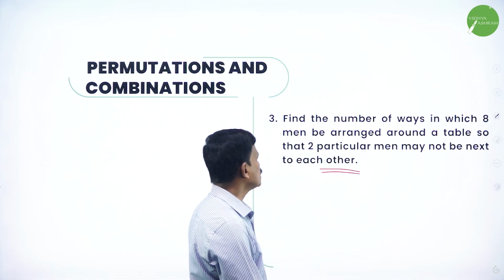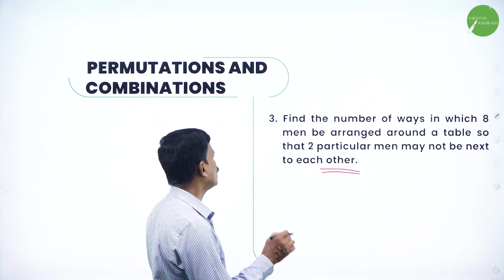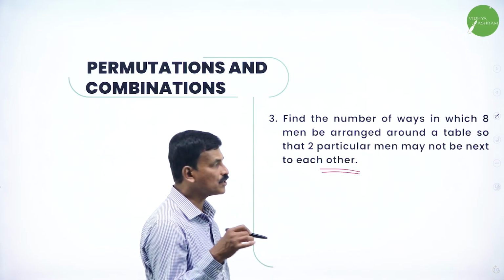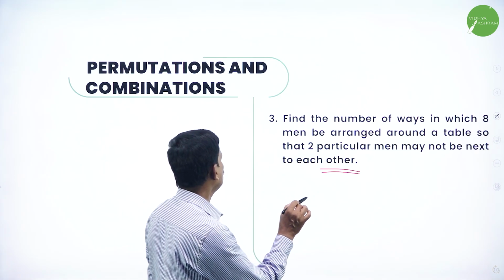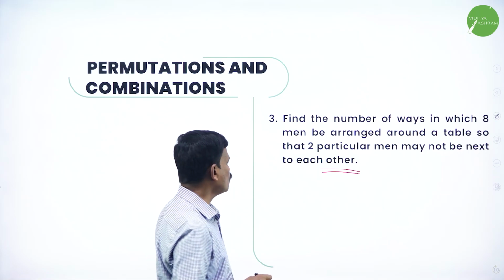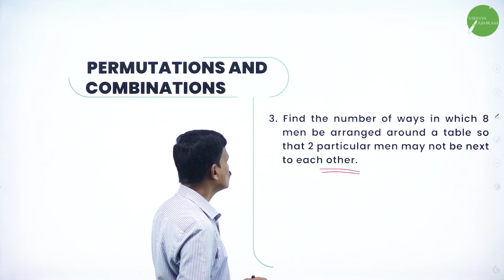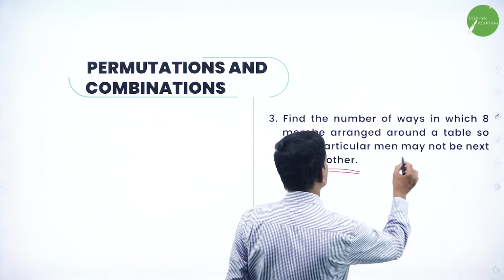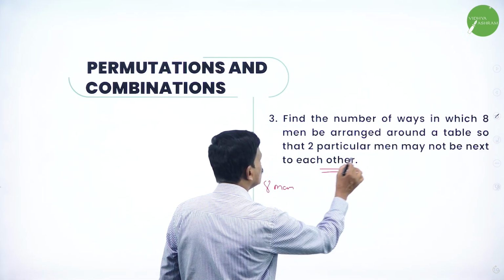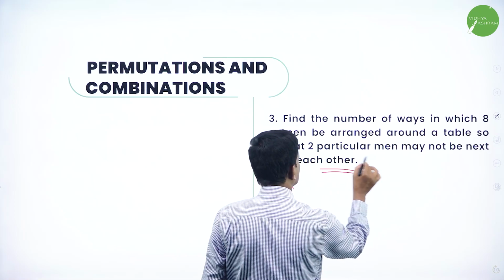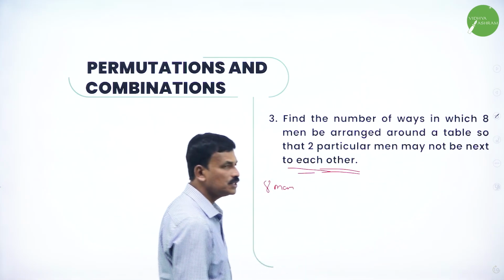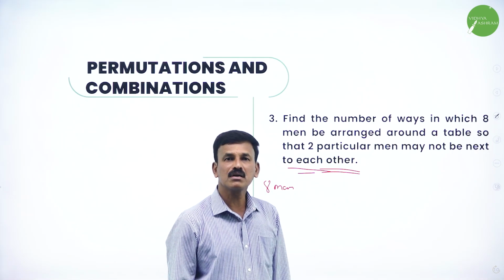Find the number of ways in which 8 men can be arranged around a table so that 2 particular men may not be next to each other. Now, how to solve this? Here, how many members are given? 8 men can be arranged around a table so the 2 particular men cannot be next to each other. Very simple concept here.